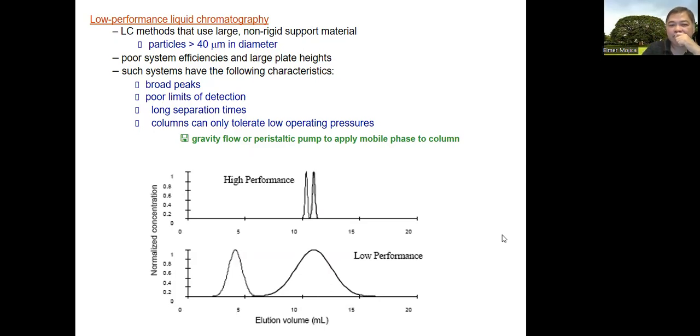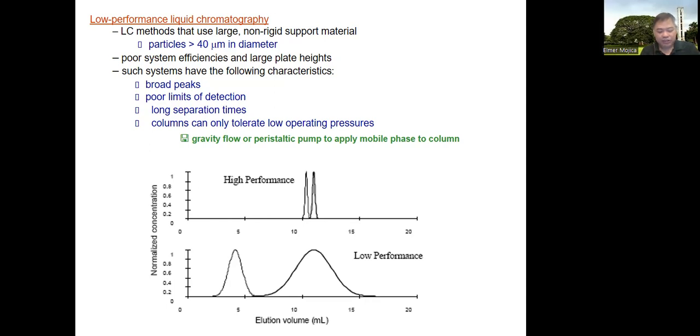Now, let's try to compare the so-called high performance versus low performance liquid chromatography. When we're talking about low performance liquid chromatography, these are the ones that use large and non-rigid support materials. The particles that you have there are usually 40 micron in diameter. The problem with this one is they have poor system efficiencies and large plate height. This type of system has the following characteristics: broad peaks, poor LOD, long separation times, and the column can tolerate only low operating pressure. So we could say the performance is synonymous to the pressure.